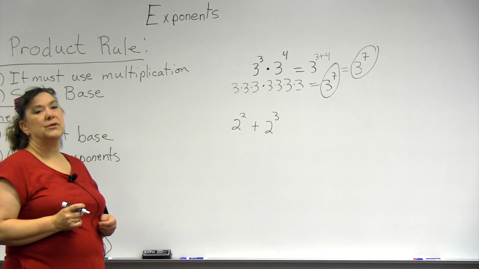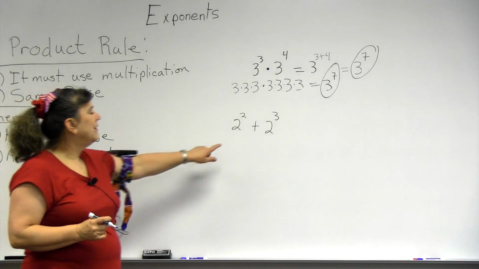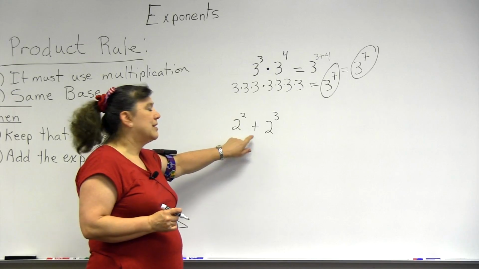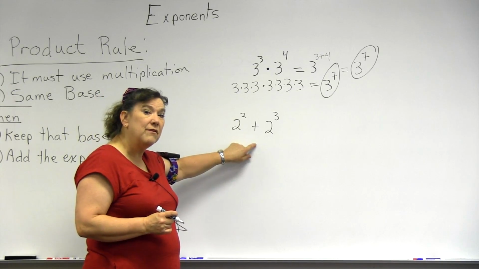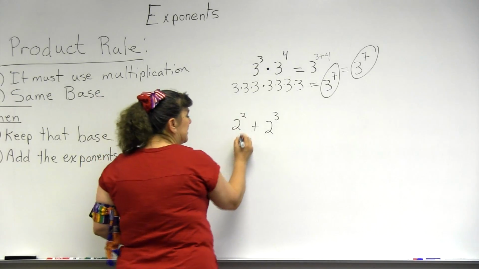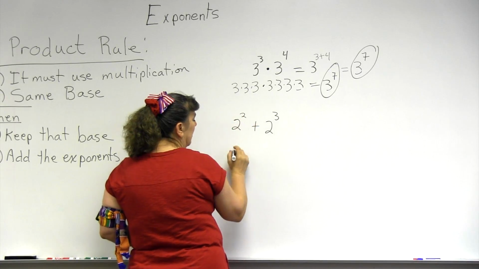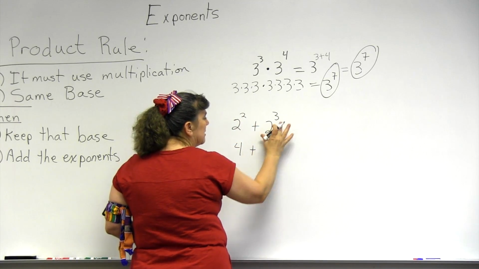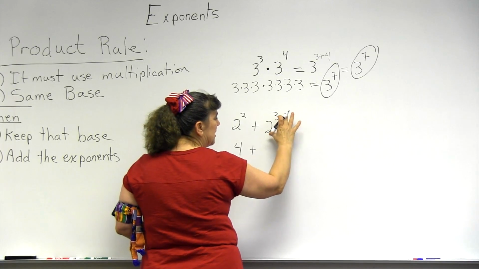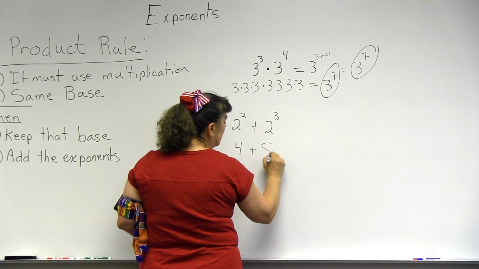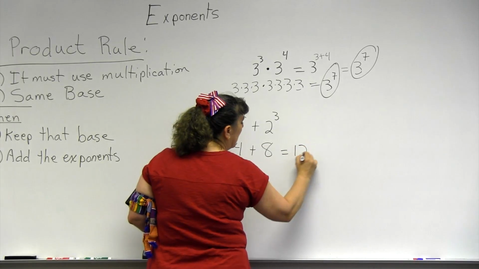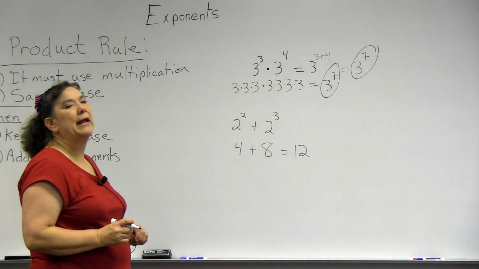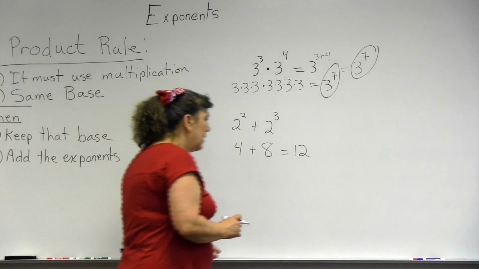Why can I not do it? Yeah, you're right. It's an addition. It's not a multiplication. So that's really important. If they gave you this, you would have to simply use your power here, your exponent, to say 2 times 2 is 4, plus 2 to the third power is 2 times 2 times 2, which is 8, which equals 12. That's all you could do with that. You could not apply any kind of product rule.